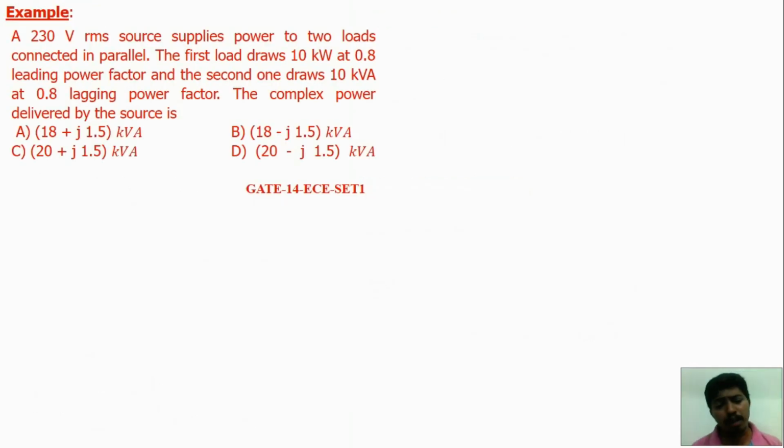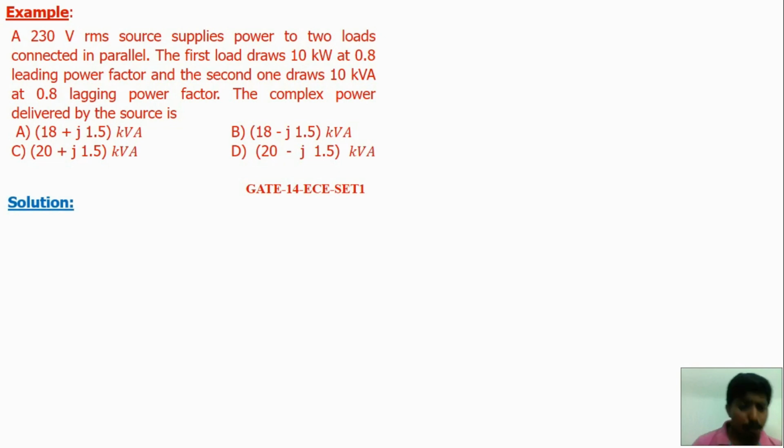Let me solve this problem. This question was asked in GATE 2014, EC department. The question says, two loads are connected in parallel with a source of 230 volt RMS. The first load draws 10 kilowatt at 0.8 leading power factor. The second one draws 10 kVA at 0.8 lagging power factor. Then the complex power delivered by the source is what?